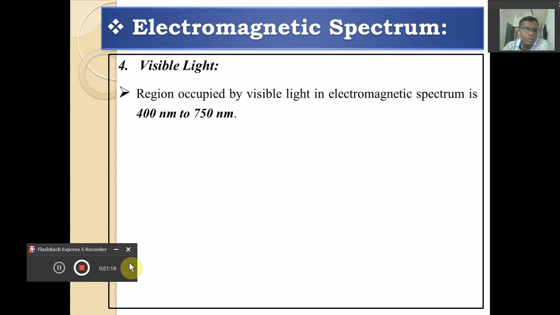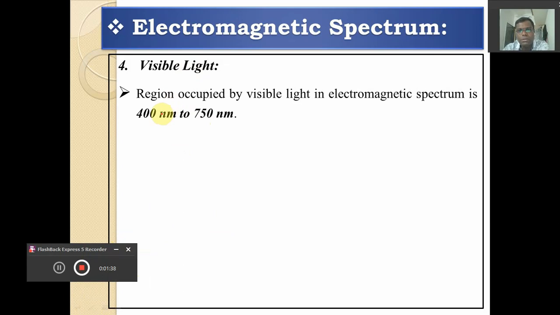visible light. Dear friends, this type of radiation is very important, because of which we are able to see the objects in the universe, in nature. We are able to see, we are able to read only because of this light.